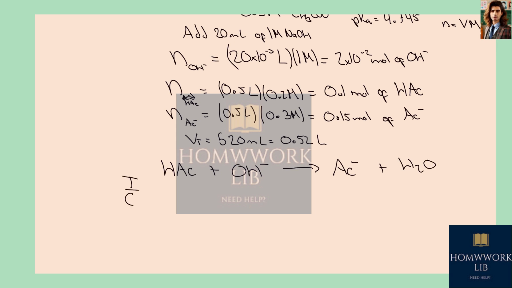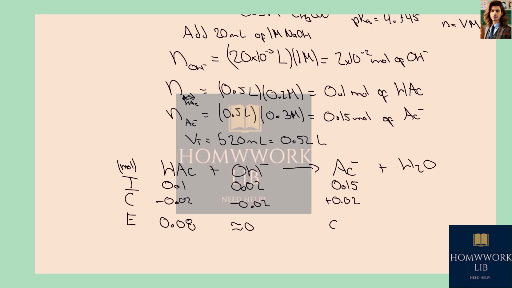Let's do our ICE table in terms of moles. Of acetic acid, I am starting with 0.1. Of acetate, I am starting with 0.15. Of OH minus, I have added 2 times 10 to the minus 2, so 0.02. So the limiting reagent, of course, is going to be the OH minus. So the amount of change is given by that number. And over here, plus 0.02. Thus, at equilibrium, I'm going to get 0.08, something close to 0, and 0.17.